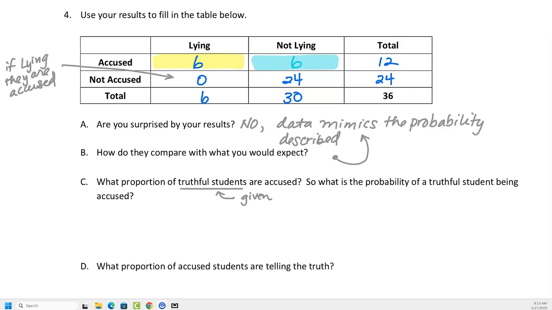So we're looking for accused. So we're looking for the probability that they are accused given that they are truthful. How is truthful represented in our chart, you guys? How is truthful represented in our chart? Not lying, okay?